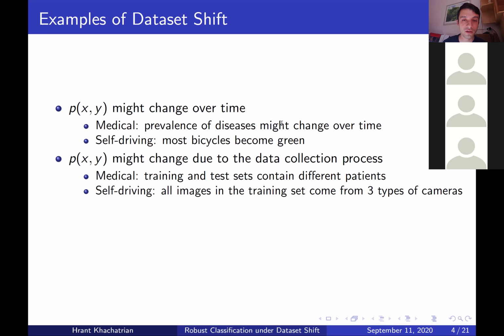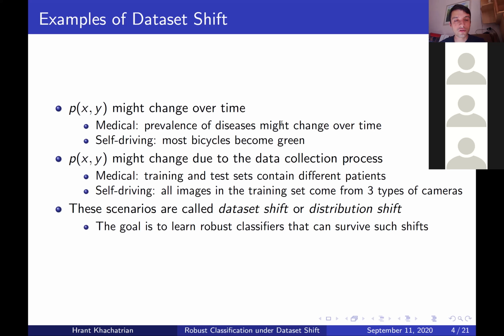Another example from self-driving. Imagine that we have collected a large training set, but all of the images in the training set come from, for example, only 3 types of cameras. But imagine we are a software company creating software to sell to many different car makers, and other car makers can have other types of cameras on their cars. So how do we make sure that our models will work on data that comes from other cameras? This is another type of dataset shift.